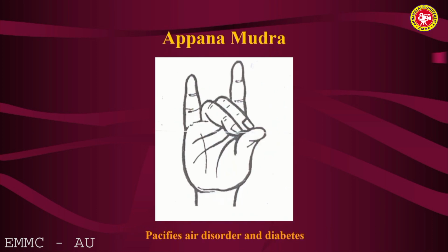Then apana mudra. Here the apana mudra pacifies air disorder and diabetes. By joining the tips of the middle and ring fingers with the thumb and applying pressure, apana mudra is formed. The index and little fingers are kept straight, without bending. This is good not only for diabetes but also for constipation, and pacifies the disorder of diabetes.